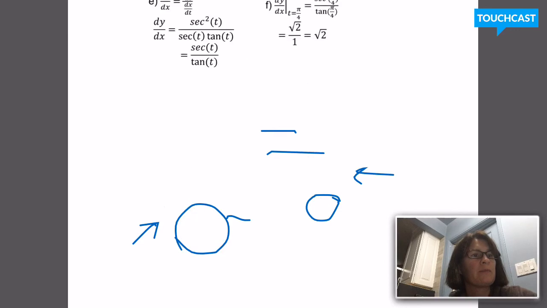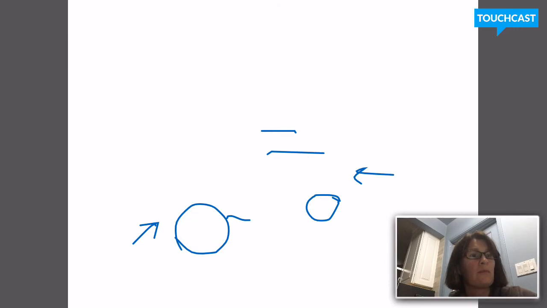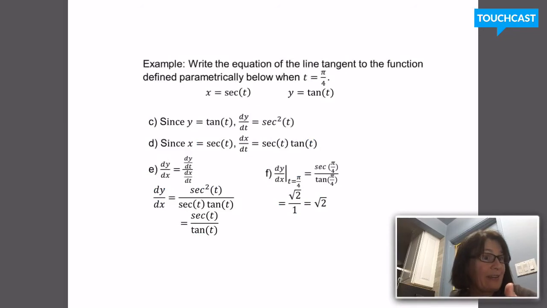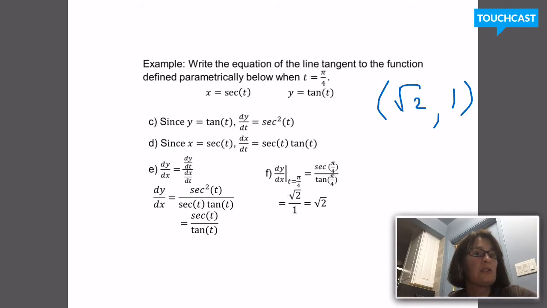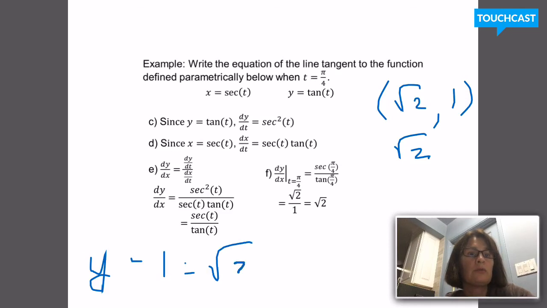Now I just have to collect together all the stuff I did. At the beginning, I found the ordered pair was radical 2, comma 1. And I found a slope equal to radical 2 at that time, so for that ordered pair. So I'm going to write the equation of the tangent line. y minus 1 equals radical 2 times x minus radical 2. Feel free to leave your answer in that form.